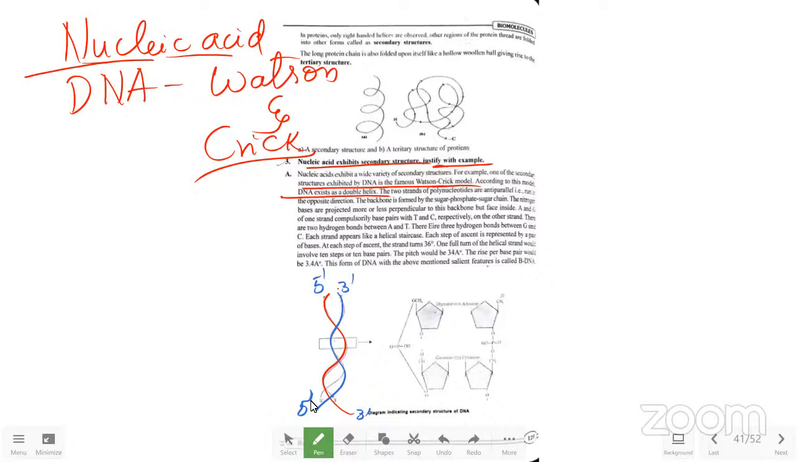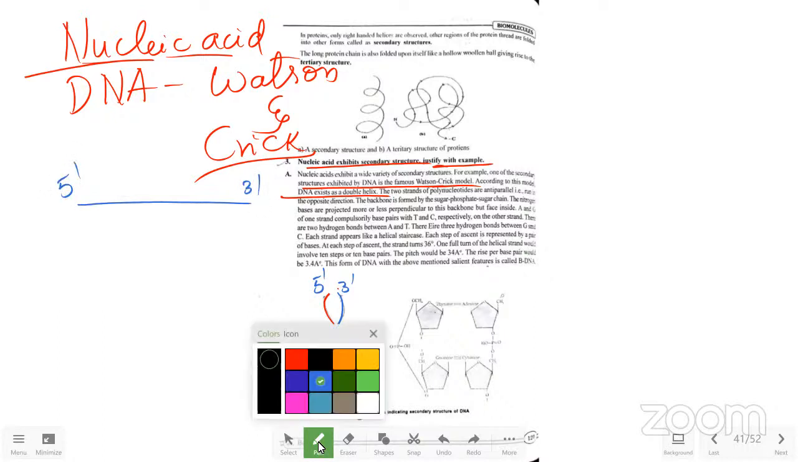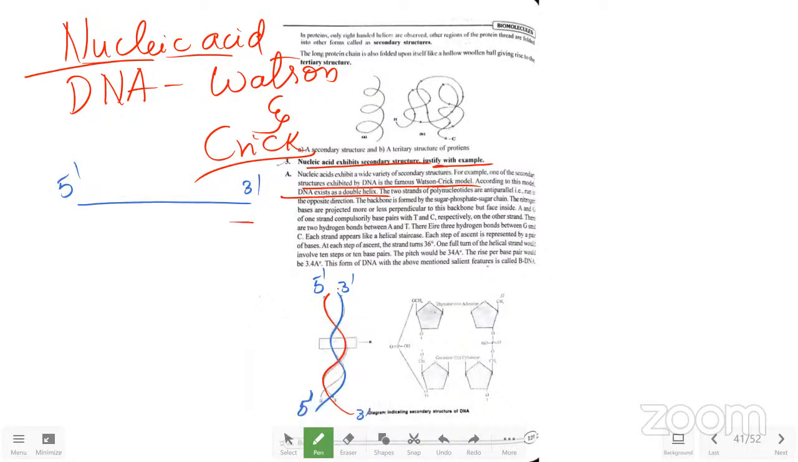And the two strands of this are anti-parallel to one another. Like this, the two strands of the DNA will be present anti-parallel to one another. That is, if one strand is moving from 5' to 3' direction, then the second strand will move from this side, this is the 5' to 3'. That is anti-parallel to one another, and they are present in opposite directions.